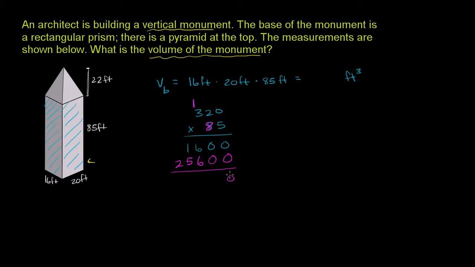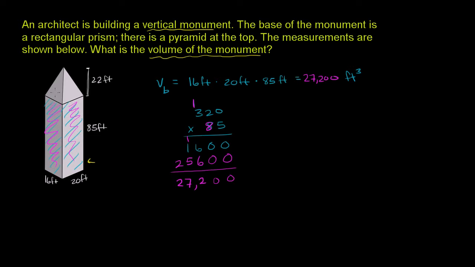0 plus 0 is 0. 0 plus 0 is 0. 6 plus 6 is 12. And then 2 plus 5 is 7. And then you bring down the 2. So 27,200 cubic feet. That's just the base. That's just the base over here.